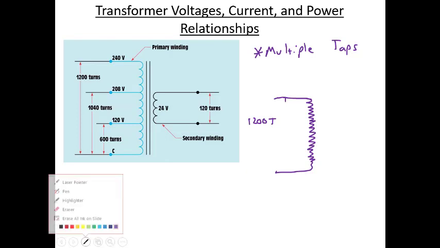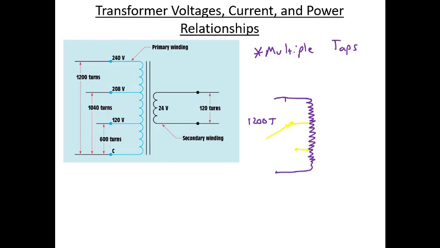Now when we have taps, what that means is that we could connect to a different spot in the transformer and get different amounts of turns. And so if we connected to this tap on this transformer, it's saying that we would have 1,040 turns, and if we connected to this tap, we would have 600 turns.